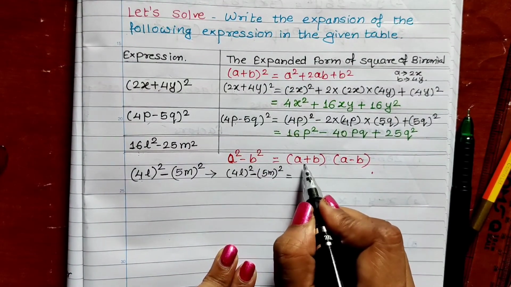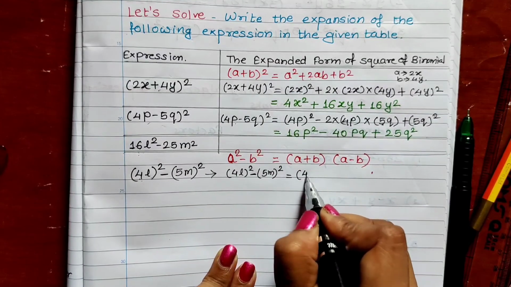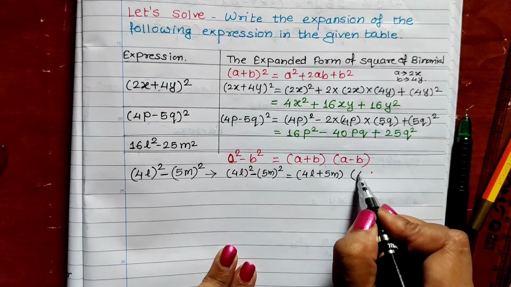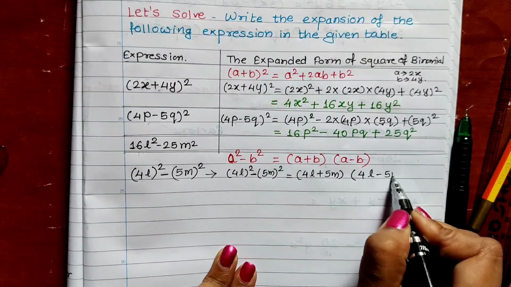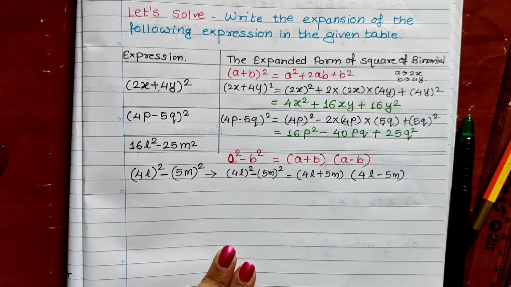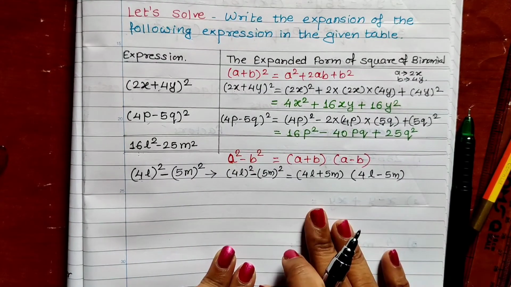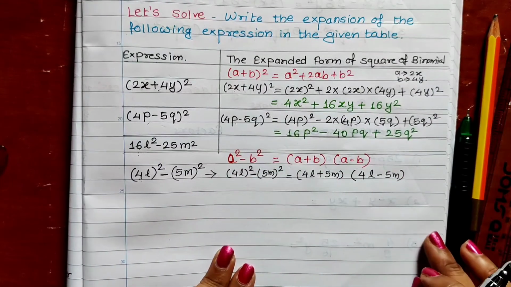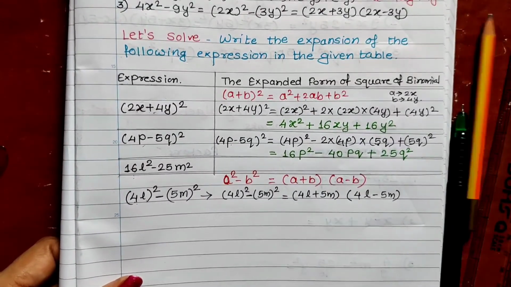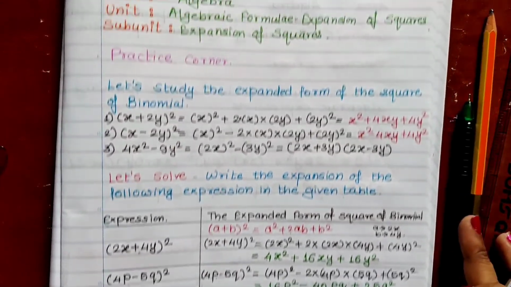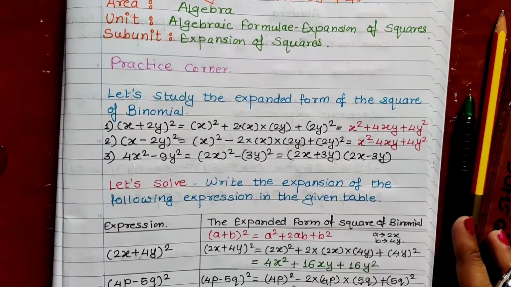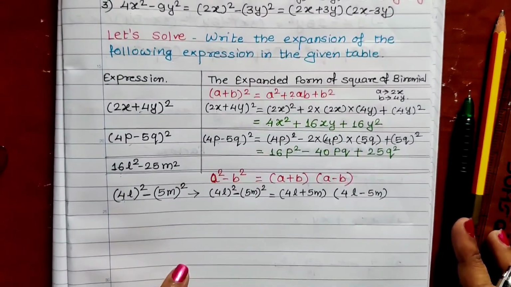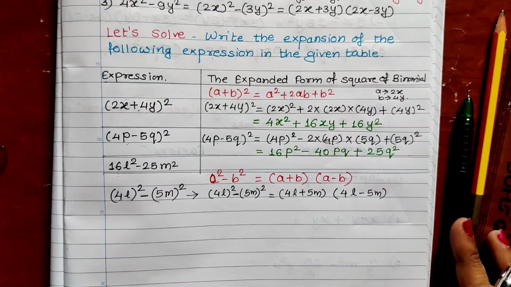So in the first bracket, what do we have to write? a plus b, that means 4l plus 5m. And in the second bracket, what should be written? 4l minus 5m. This is the answer. After this, we cannot solve the sum. So this is our answer. In this way, you can solve this activity sheet number 39 and 40 together in the one sheet only. Okay, so this is our activity sheet number 39 40, in which we have to write this practice corner, solved example, and then you can write this let us solve.